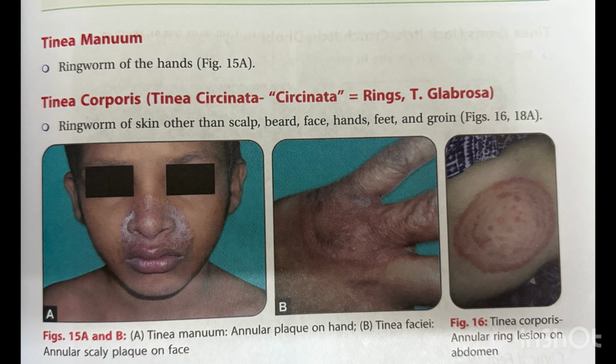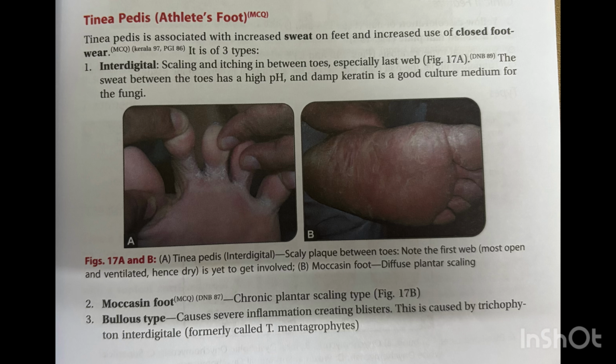Tinea manuum, annular plaque on the hand. Tinea faciei, annular scaly plaque on face. Tinea corporis, annular ring lesion on abdomen. Tinea pedis, athlete's foot. Tinea pedis is associated with increased sweat on foot and increased use of closed footwear.